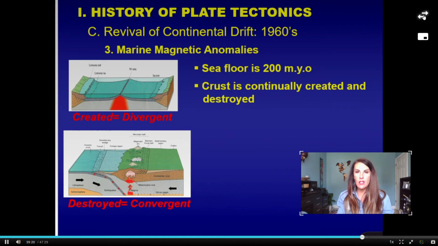When Vine and Matthews looked at the age dates of the rocks on the seafloor, they find that at the very edge of those divergent plate boundaries, and a divergent plate boundary ends at a subduction zone, they find that the maximum age of the rocks on the bottom of the seafloor are only 200 million years old.